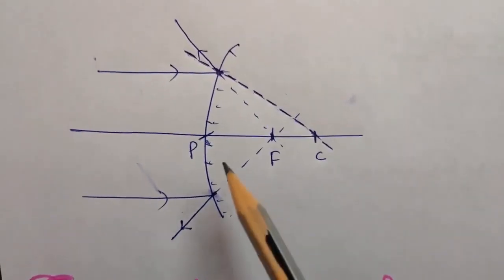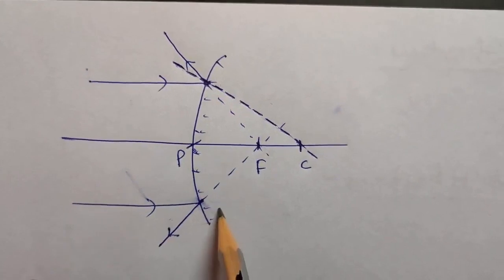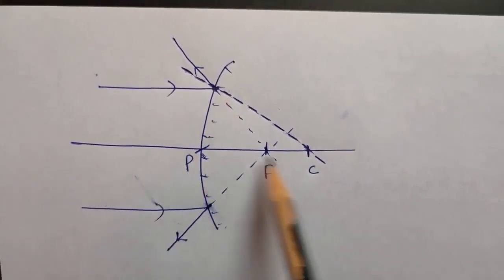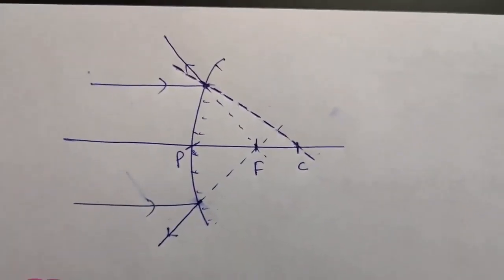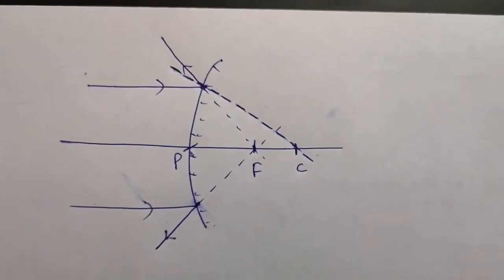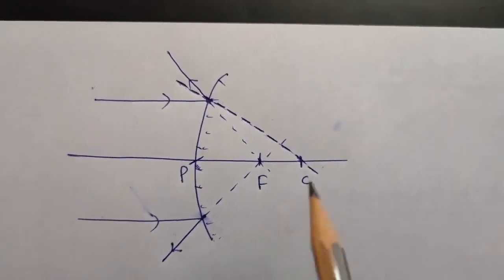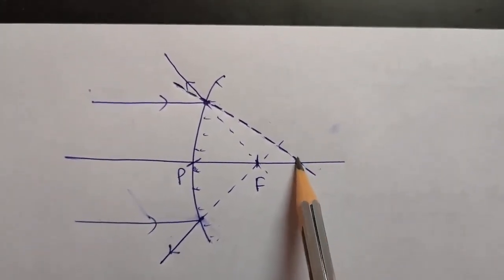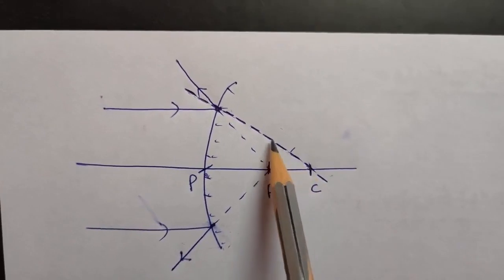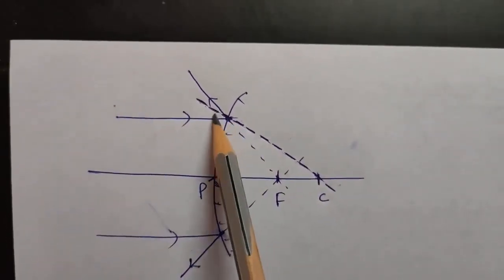Now if we see in case of a convex mirror, again these are the incident rays which are parallel to the principal axis. Now see, as I already told you earlier, a convex mirror is a diverging mirror, that is, after reflection the rays go in different directions. Now again, if you draw a perpendicular from C to the mirror, this dark dotted line is perpendicular to the mirror.